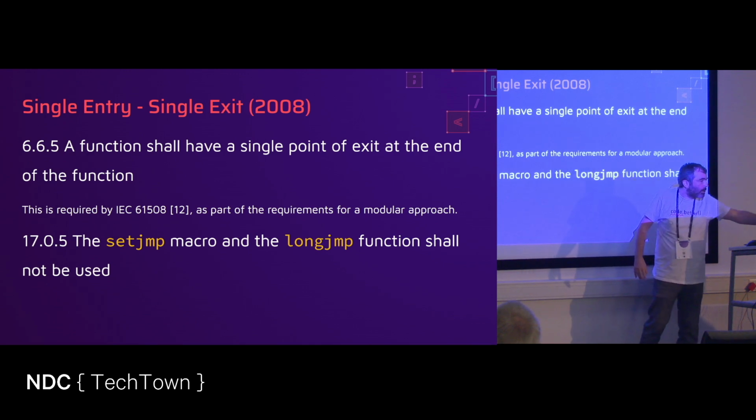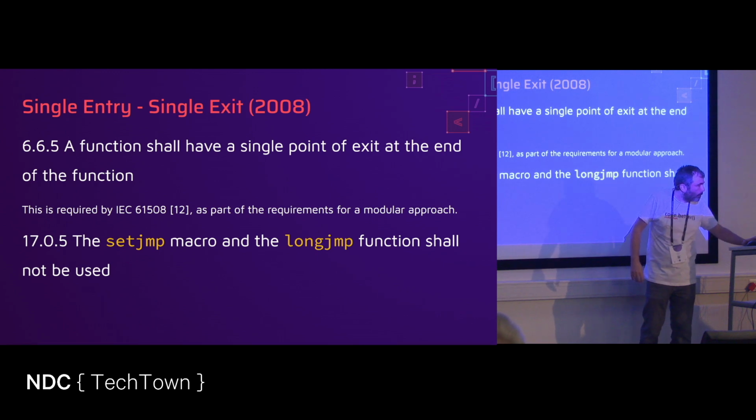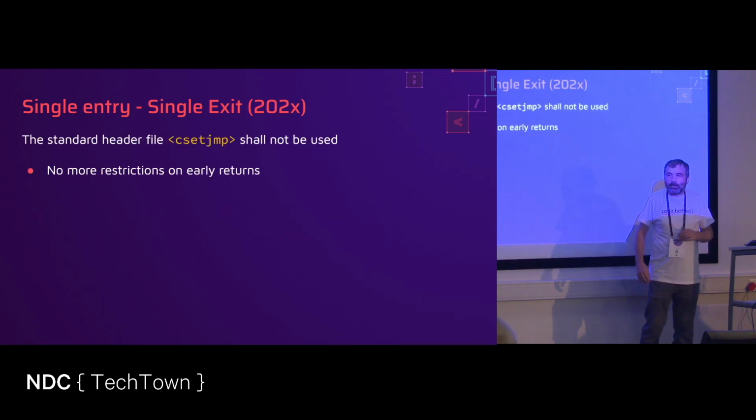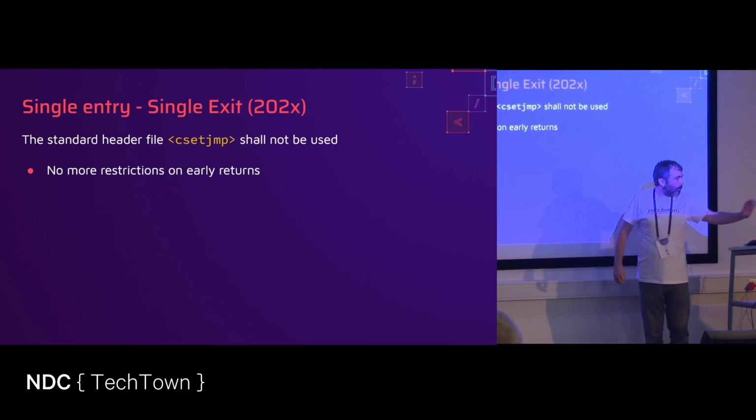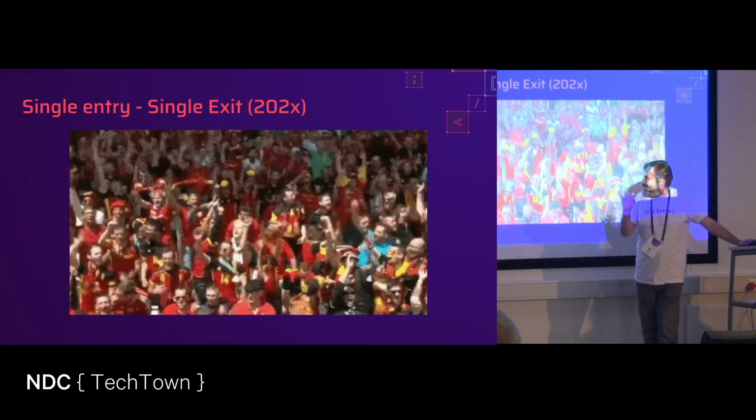And there was a related guideline which was about setjmp and longjmp. And this, yes, you should not use them. It's not useful. So what about 2020X? Well, we keep the rule about setjmp and longjmp, because this one was good, but we removed this requirement.